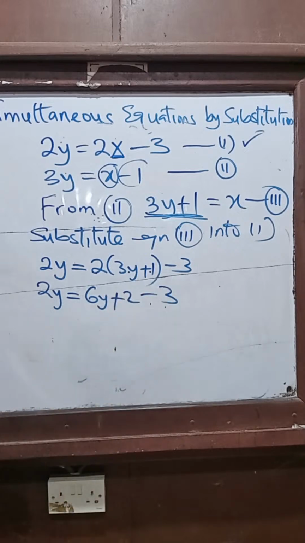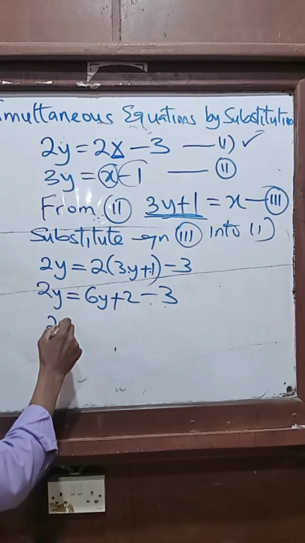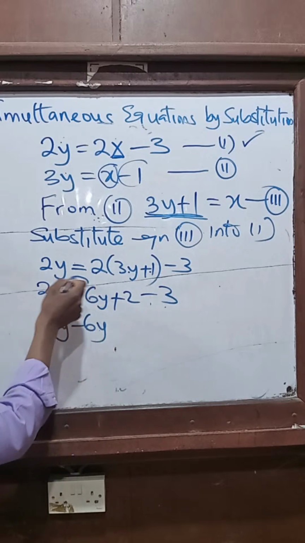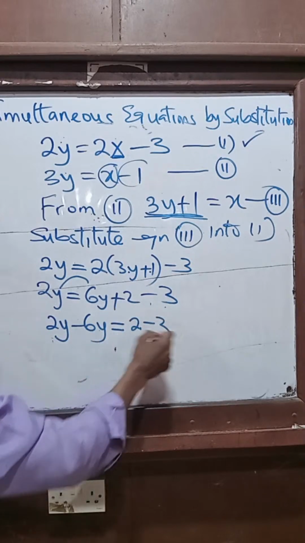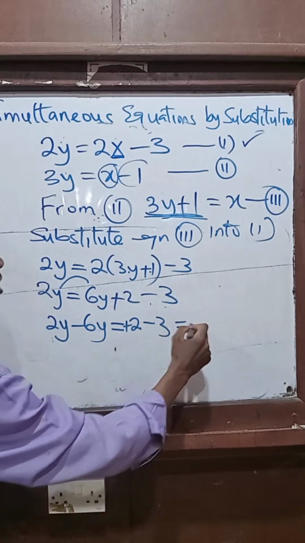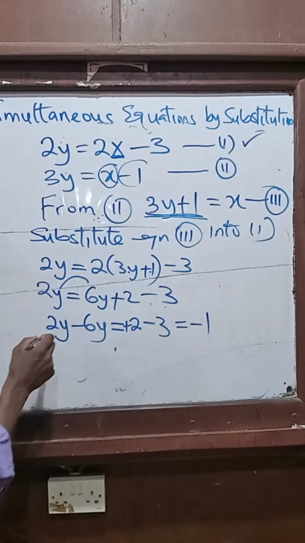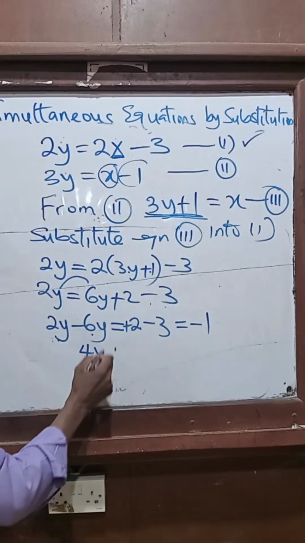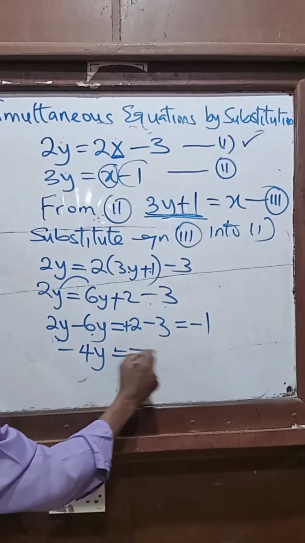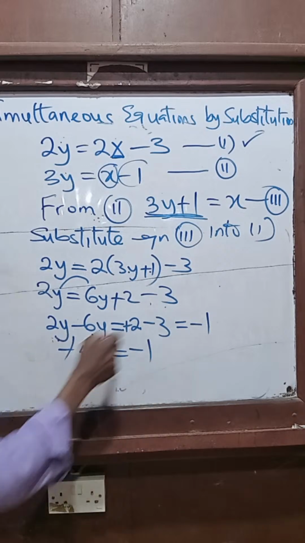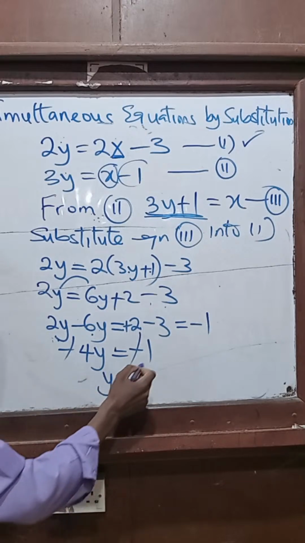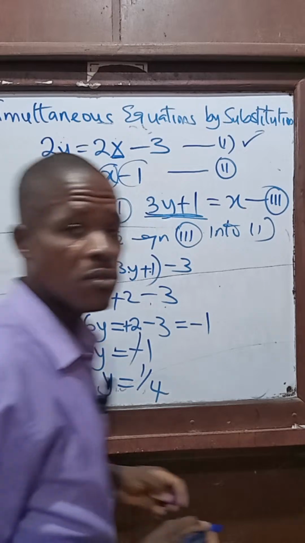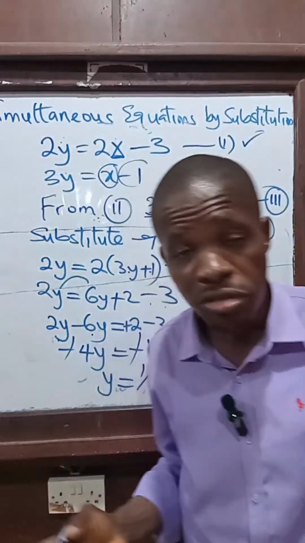Then you now collect the like terms. You bring the y together. That is 2y minus 6y. Move this one to this place. Okay, so we're now having 2 minus 3 plus 2 minus 3, and that's what? That's minus 1. Okay, 2y minus 6y, that's minus 4y equals to what? Minus 1. The minus cancel each other, then make y the subject. That's 1 over 4. Okay, is that the end of the road?